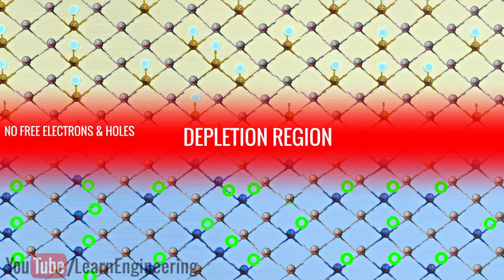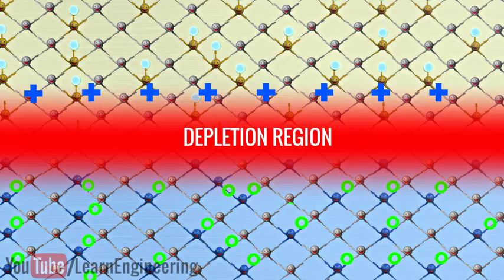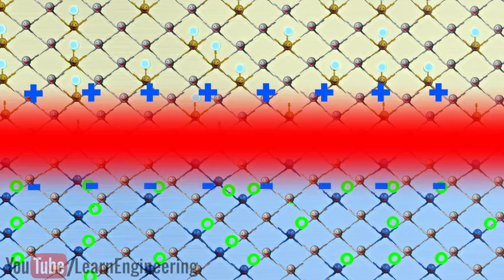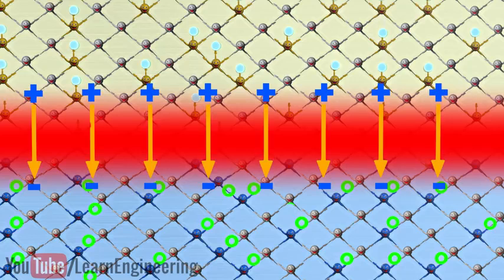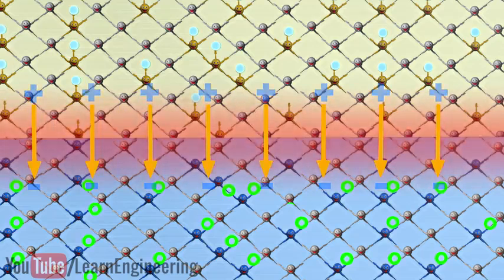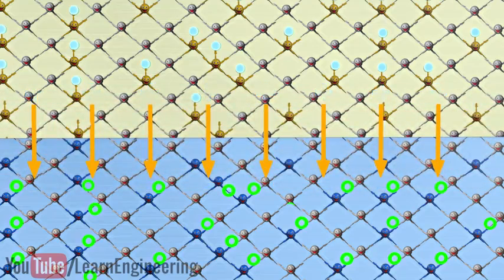Due to the electron migration, the n side boundary becomes slightly positively charged, and the p side becomes negatively charged. An electric field will definitely be formed between these charges. This electric field produces the necessary driving force. Let's see it in detail.